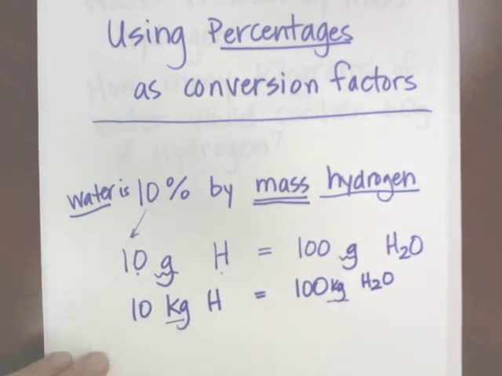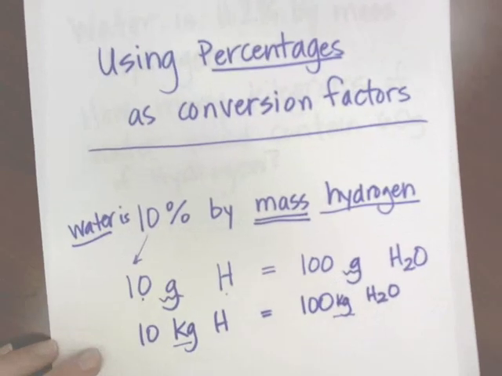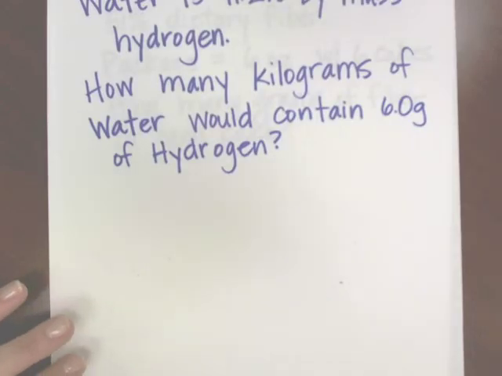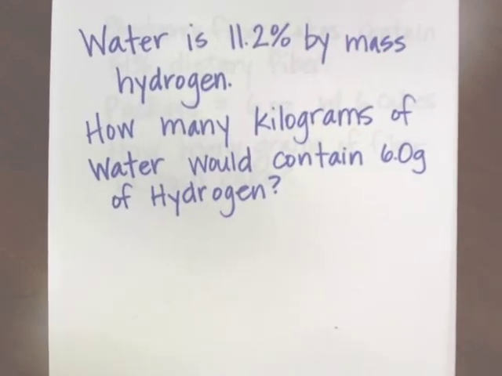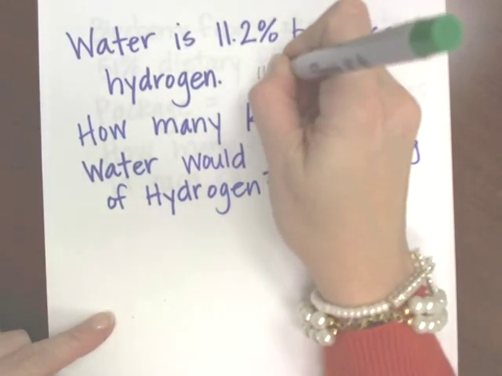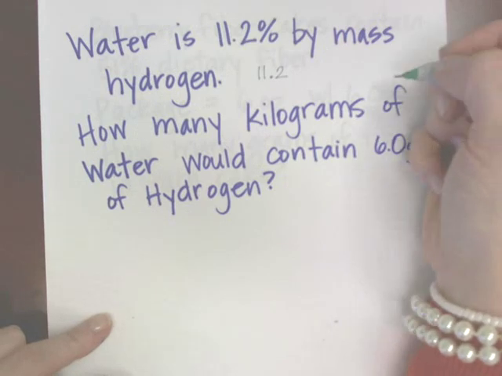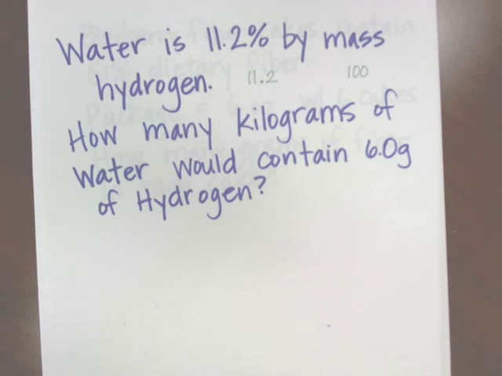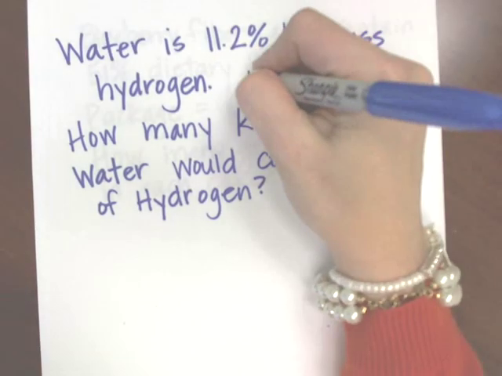So let's look at a true homework problem that has been posted with a student question. I don't know exactly which problem it is, but it states that water is 11.2% by mass hydrogen. So we're going to do exactly the same thing. We're going to use that information to write an equality. So our equality would be 11.2 parts out of 100.